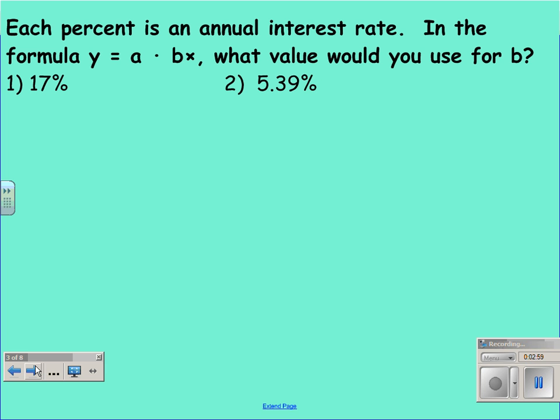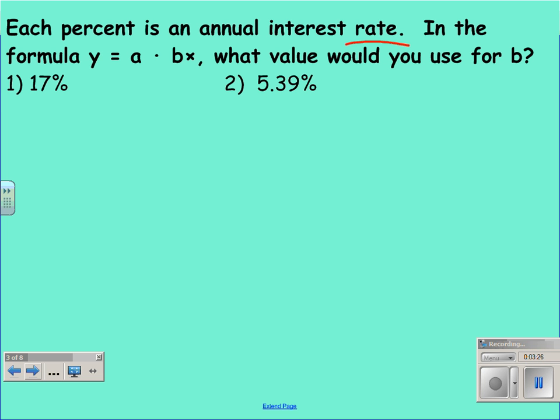Each percent is an annual interest rate. I mentioned the simple interest formula. We talked about I is equal to PRT. Well, the R is the rate. In the formula y is equal to a times b raised to the x power, what value would you use for b? So if you were substituting this in, there's a couple of steps to get there. That's why I like that we're going to separate it out first.